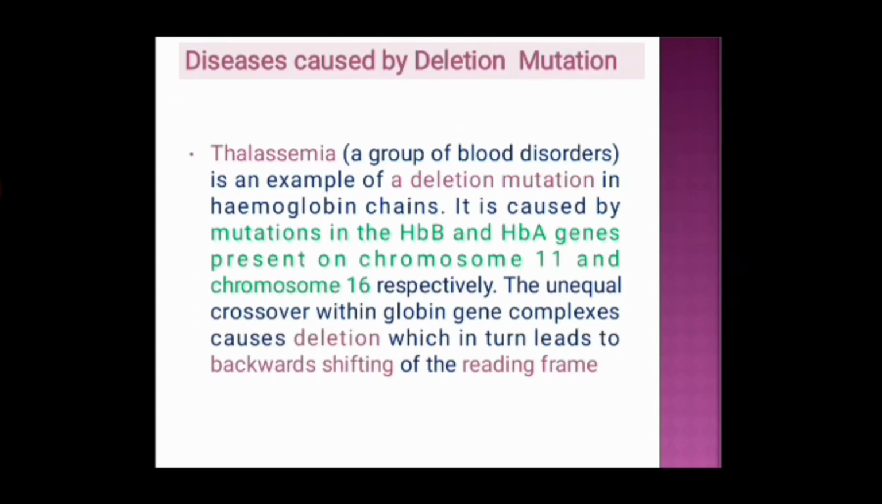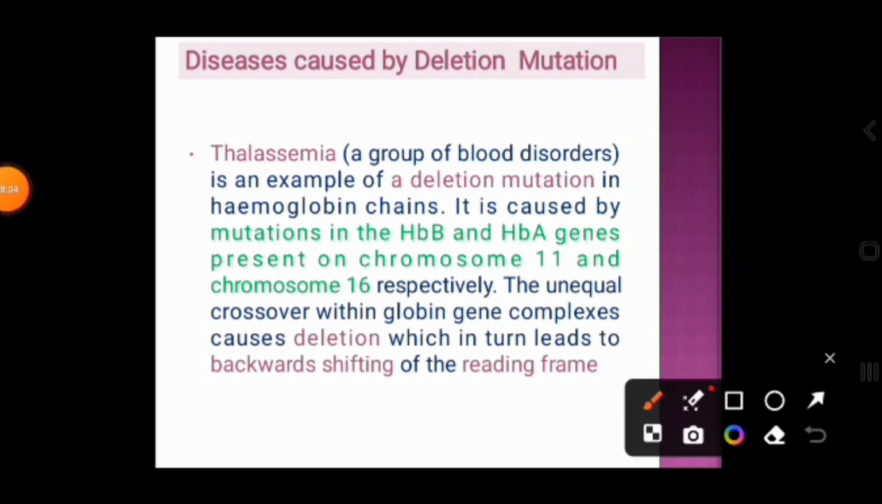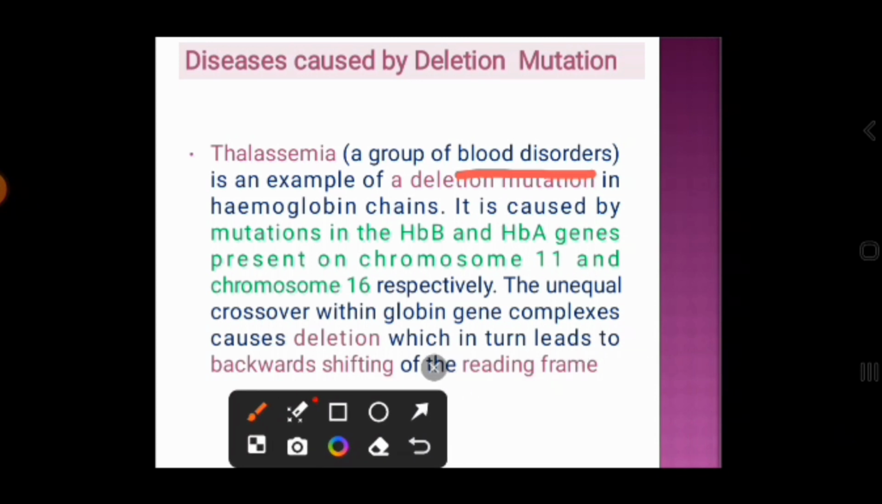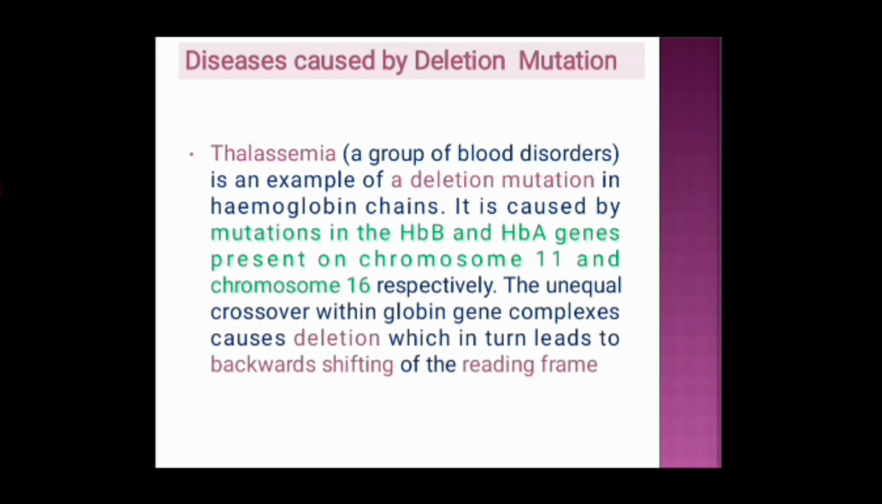Now let's discuss the diseases that are caused by deletion mutation. Thalassemia is an example of deletion mutation in hemoglobin genes. It is caused by mutation in the HBB and HBA genes present on chromosome 11 and chromosome 16 respectively. The unequal crossover within the globin gene complexes causes deletion, which in turn leads to backward shifting of the reading frame. Also note that thalassemia is a group of blood disorders, and so thalassemia is an example of a disease caused by deletion mutation.